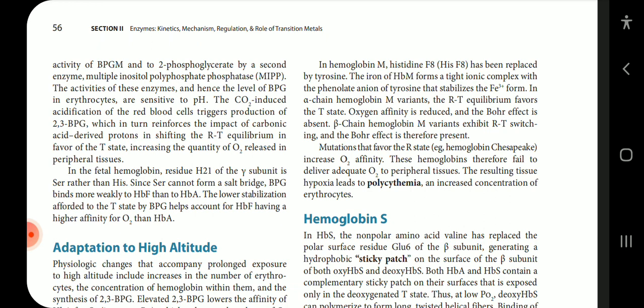The iron of HbM forms a tight ionic complex with the phenolate anion of tyrosine that stabilizes the Fe3+ form. In alpha chain hemoglobin M variants, the RT equilibrium favors the T state. Oxygen affinity is reduced and the Bohr effect is absent. Beta chain hemoglobin M variants exhibit RT switching and the Bohr effect is therefore present.